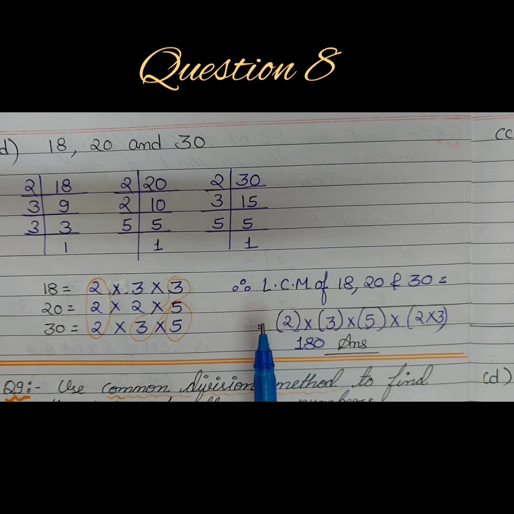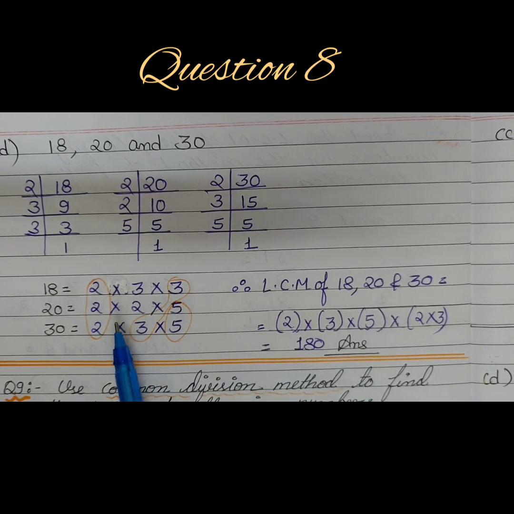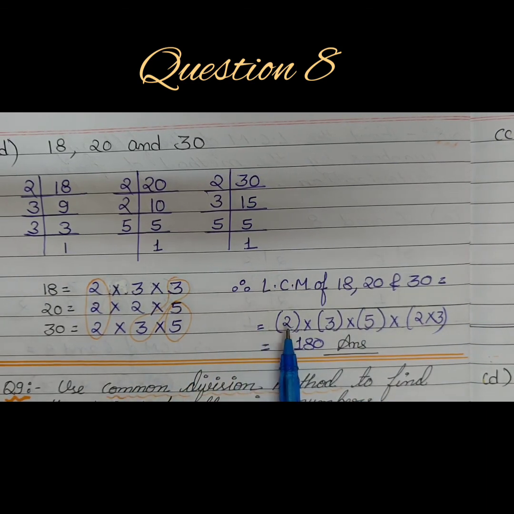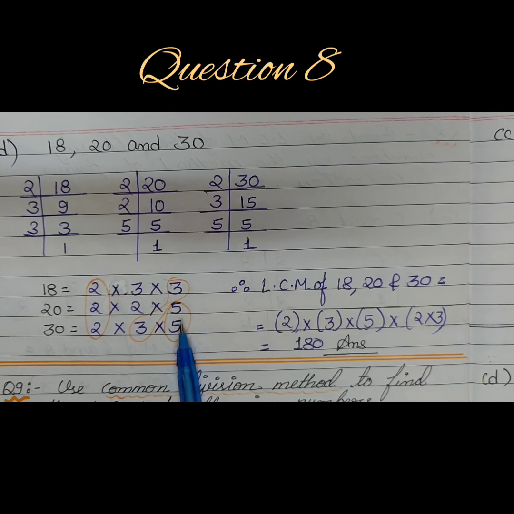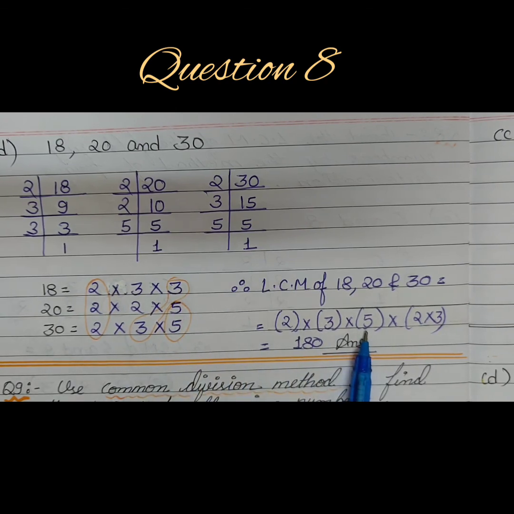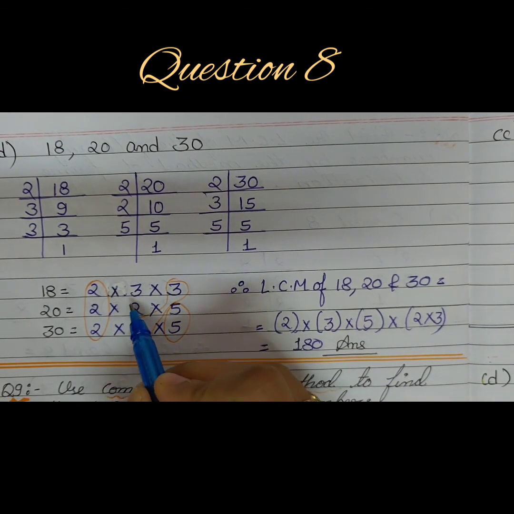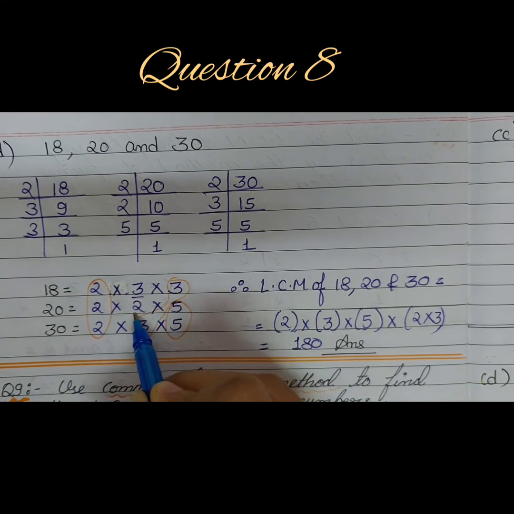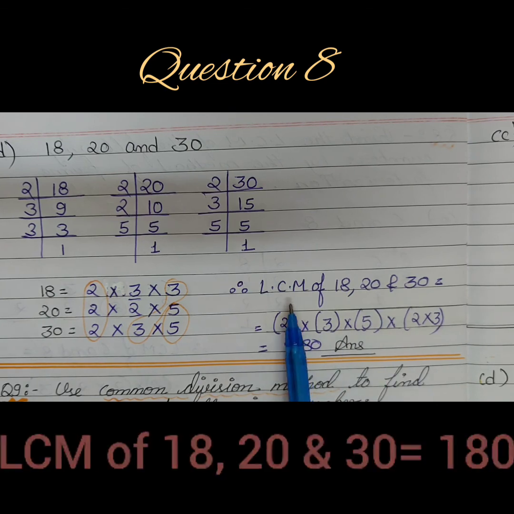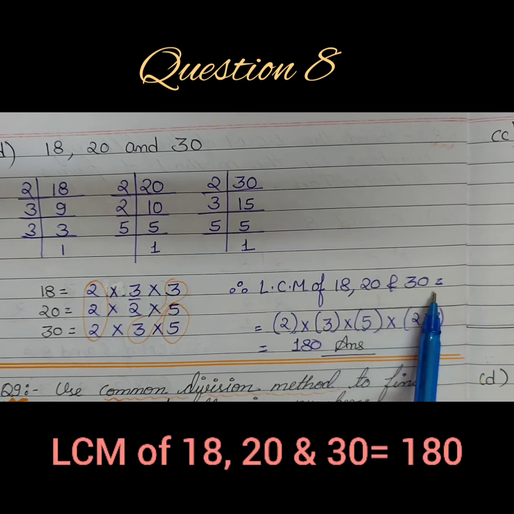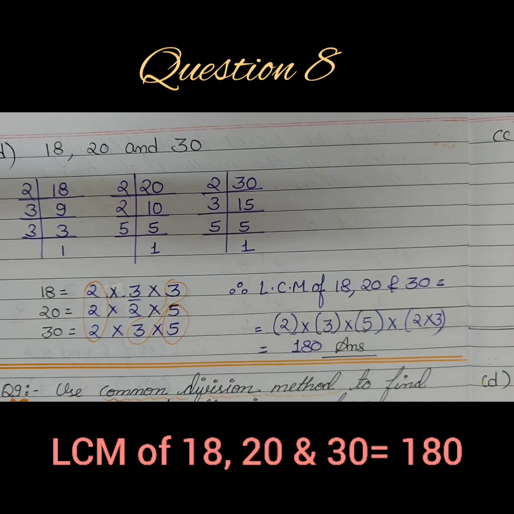As we know, LCM is the product of common factors and the uncommon factors. So the first common factor is 2. Write 2 separately. The second common factor is 3. Write 3 separately. Then the next common factor is 5. Write 5 here. Now find out the uncommon factors. The uncommon factors are these 3 and 2. Write them in a group. So the LCM of 18, 20 and 30 is 180.